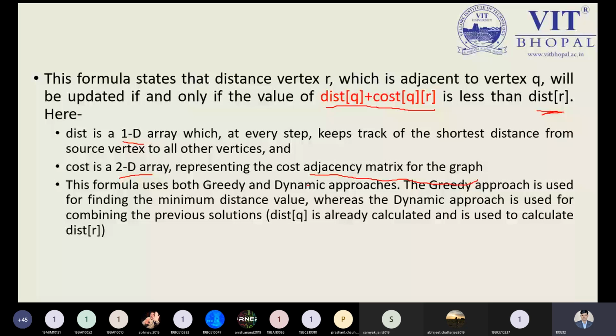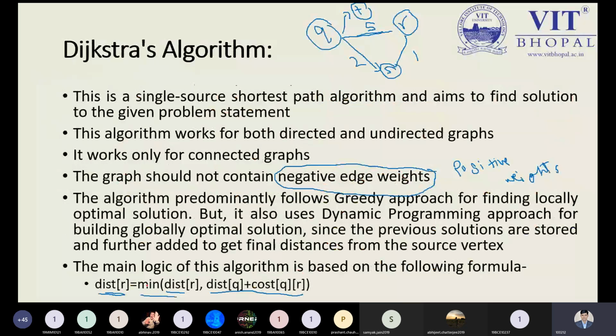Now this formula uses greedy and dynamic approaches. You will understand the greedy and dynamic approaches when you study the analysis of algorithms for finding the optimal path. So greedy and dynamic approaches are used for finding the optimal path. Inspired by these approaches we use this formula: distance R is equal to minimum of distance R comma distance Q plus cost QR.